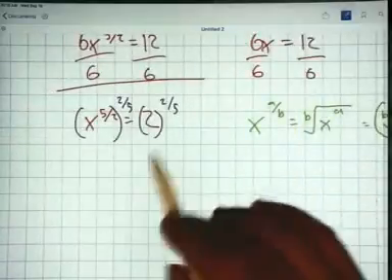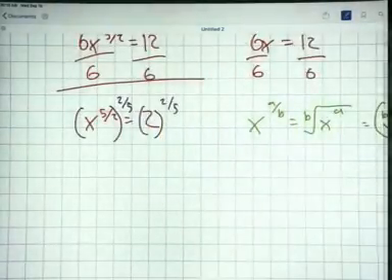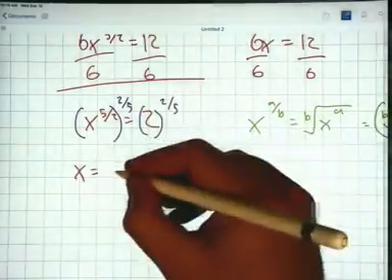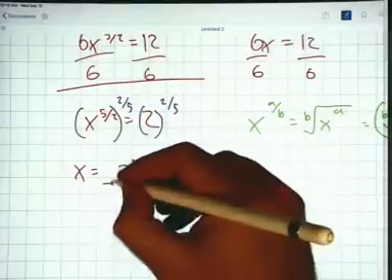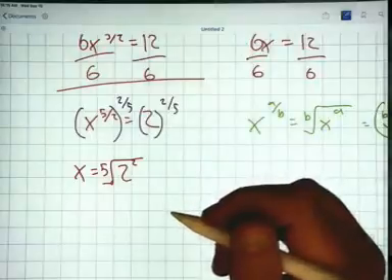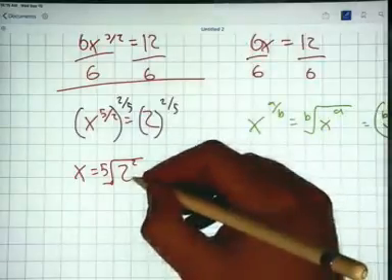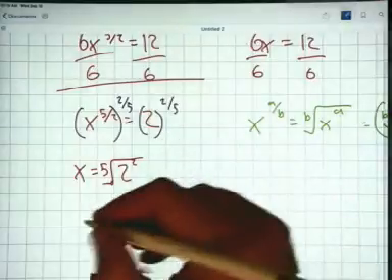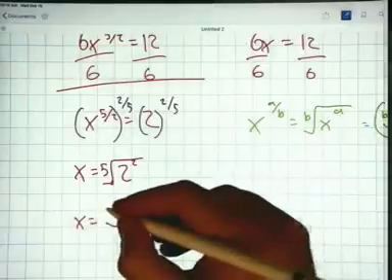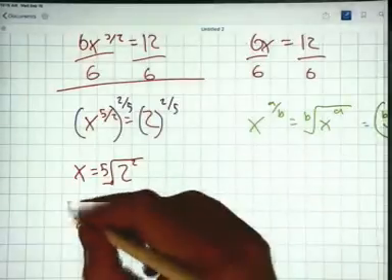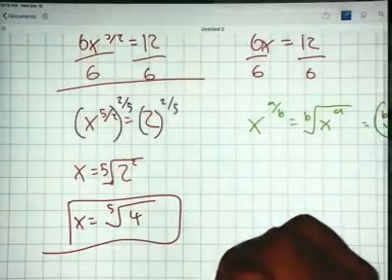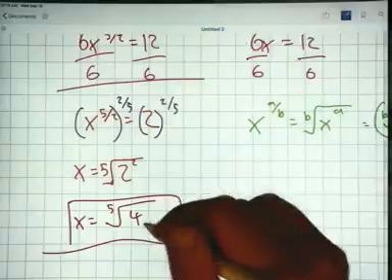So when I look at this problem, 2 to the 2/5, you might first write it like this: 2 to the second power, 5th rooted. Now, 2 to the second power, that's pretty easy to do. 2 to the second power is 4, 5th rooted, and that's the answer that we want. x is equal to the fifth root of 4.